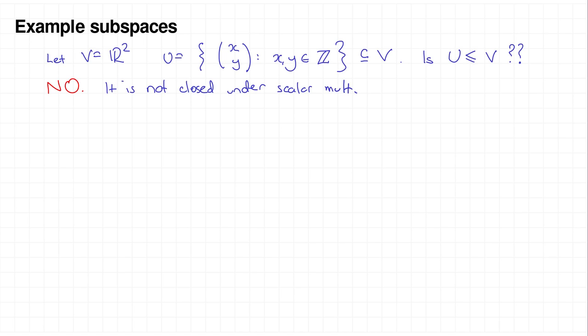For example, the vector 1, 1 is in U. There is a scalar root 2 in R, but root 2 times 1, 1 is equal to root 2, root 2, which is not an element of U. So we have multiplied an element of U by a scalar, and we got something which was not an element of U. That means U is not closed under scalar multiplication, so it cannot be a subspace.